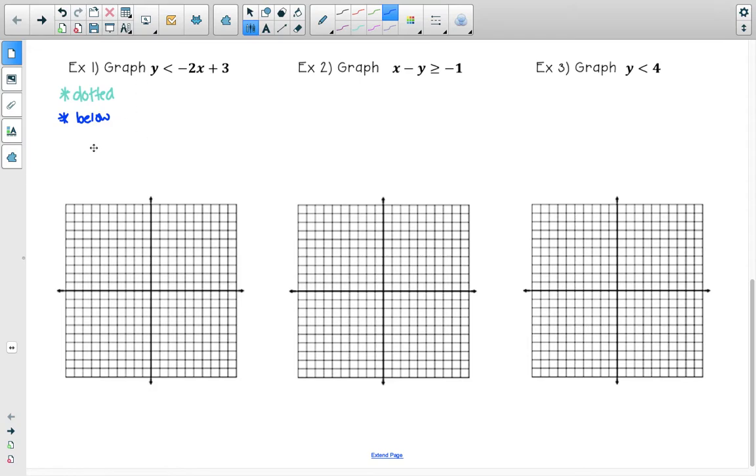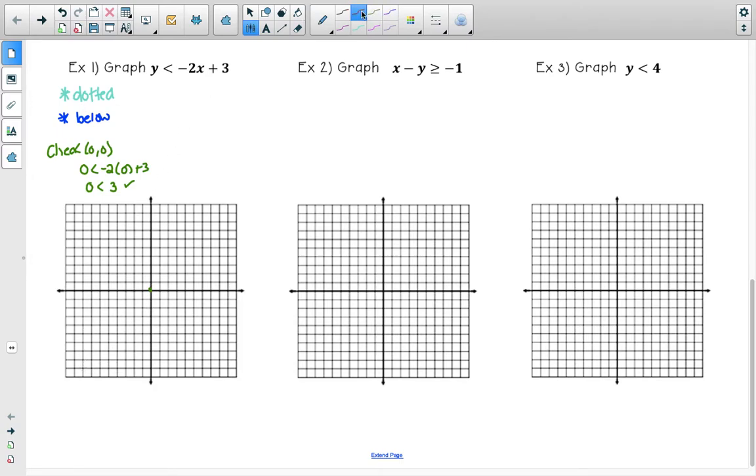We will also check the coordinate 0, 0. So if we check the coordinate 0, 0, we can then see, will we shade towards 0, 0 or away from 0, 0? So if we check 0, 0, the y value is 0, less than -2, parentheses, the x value is 0, plus 3. So we have 0 is less than 0 plus 3 is 3. 0 is less than 3, so that means that we will shade towards the coordinate of 0, 0.